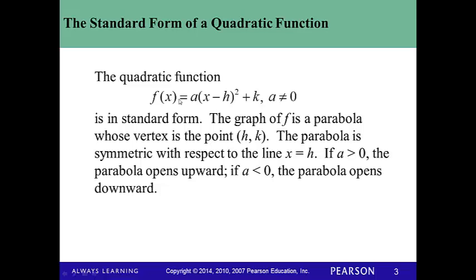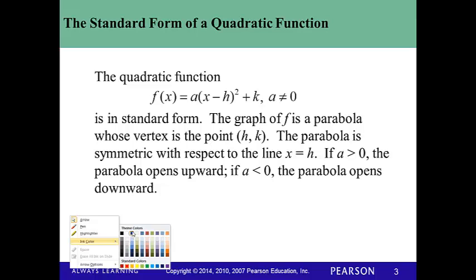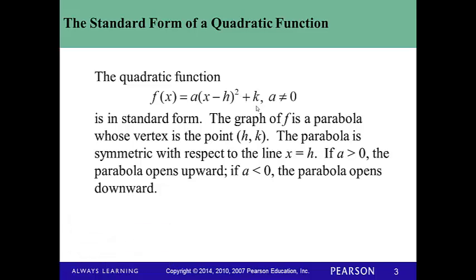The quadratic function f of x equals a times parentheses x minus h, whole thing squared, plus k, where a does not equal 0, is in standard form. The graph of f is a parabola whose vertex is the point h, k. So the vertex is the point h, k. The parabola is symmetric with respect to the line x equals h.